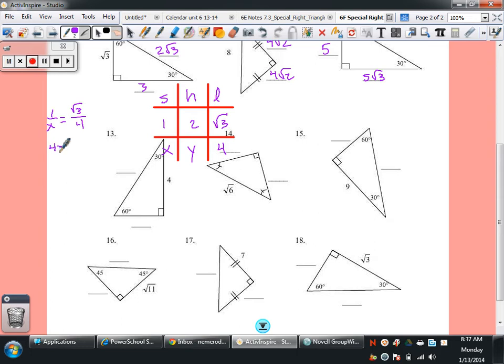Cross multiply, and I get 4 equals x times the square root of 3. Divide both sides by square root of 3, and I get 4 over the square root of 3. Rationalize the denominator, and I get x equals 4 times the square root of 3 over 3. And is that ugly? Yes. Is it the correct answer?